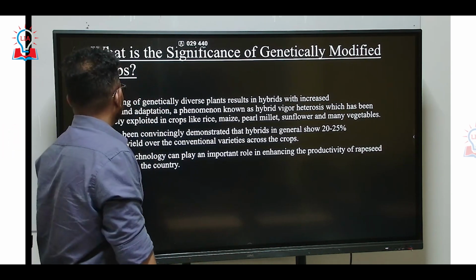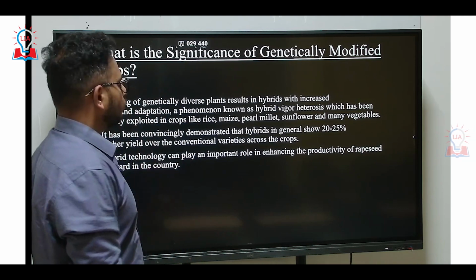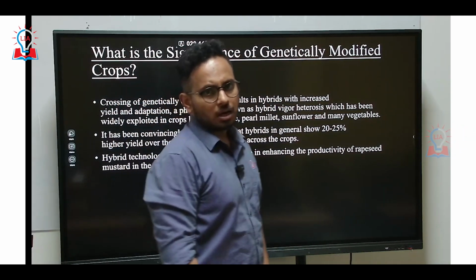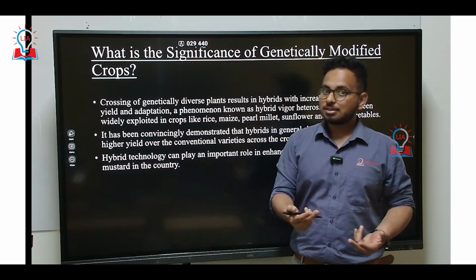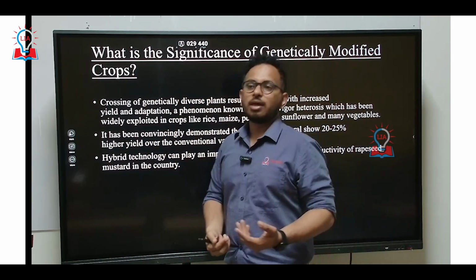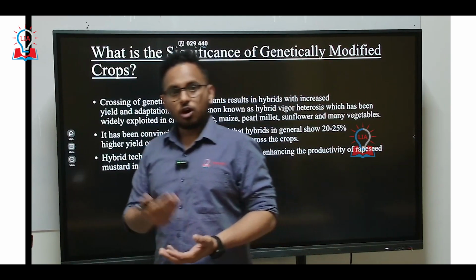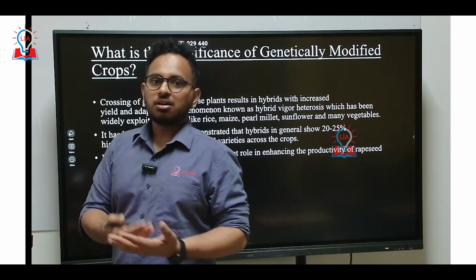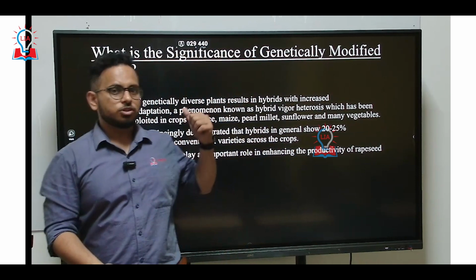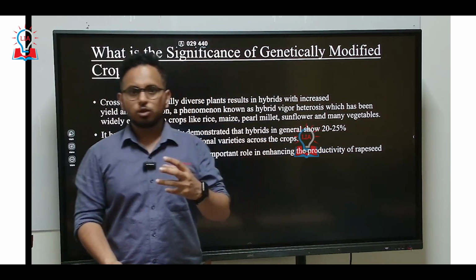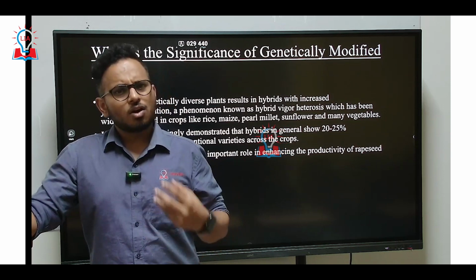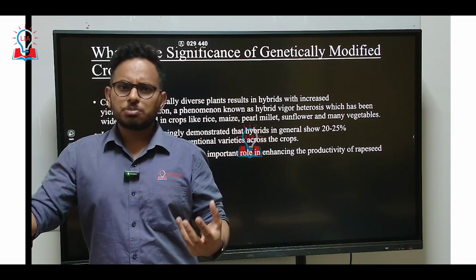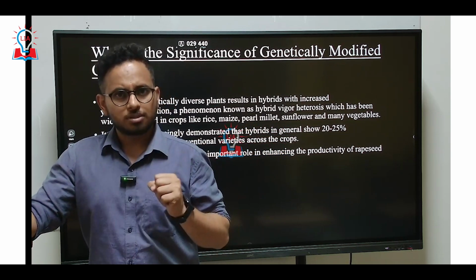What is the significance of genetically modified crops? We have talked about this. Genetically modified crops are herbicide resistant, drought resistant, and they are high yield varieties. If you have a normal crop and you get 10 groundnuts per plant, if it's a genetically modified plant, then you'll be getting somewhere around 15 to 20 groundnut seeds. So there are a lot of advantages with respect to genetically modified crops in India.